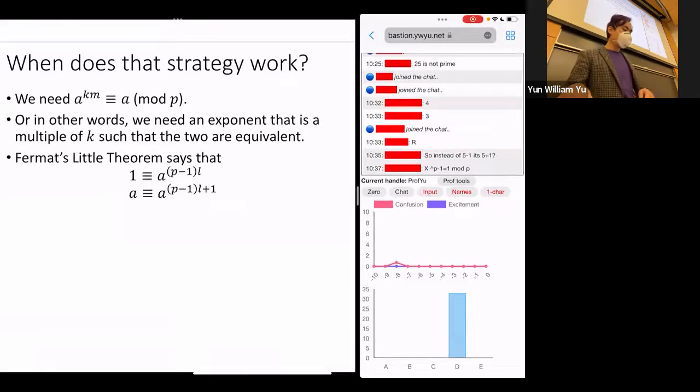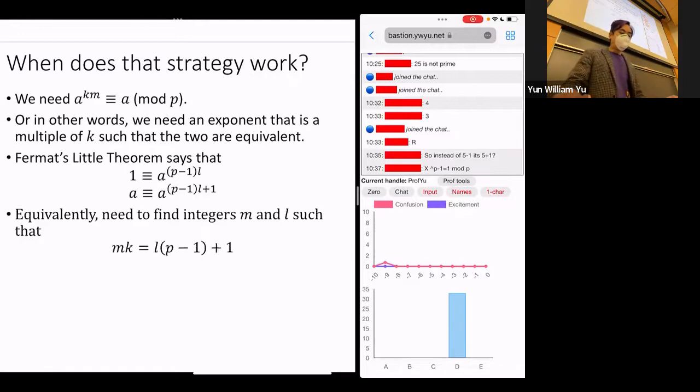So that means that A is always congruent to A to the any multiple of P minus 1 plus 1, right? Just by multiplying on both sides by A. So that's the general format of things that are equivalent to A. So another way of saying this is we need to find mk, or km, equal to L times P minus 1 plus 1. Because, of course, the right-hand side are all the equivalent powers, and the left-hand side are the multiples of k.